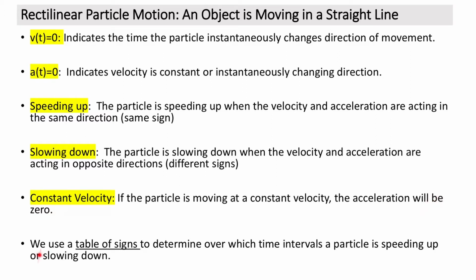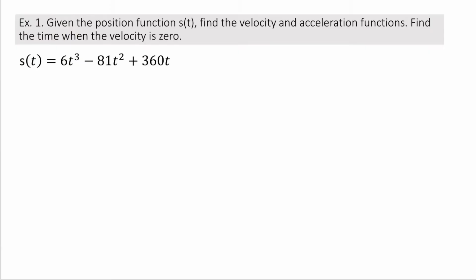So we're going to use a table of signs method to determine over which time intervals the particle is speeding up or slowing down. Let's start out with the basics. If you're given a position function and you are asked to find the velocity and the acceleration functions, then we're going to just apply the power rule to differentiate the functions. We'll start out by finding the velocity function, which is the derivative of the position function.